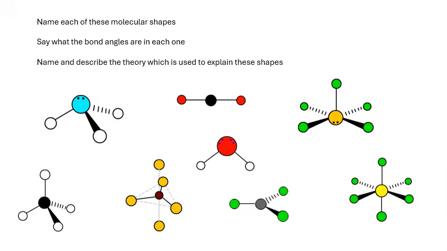Not too bad. Name each of these molecular shapes. Do you remember what they're called? Say what the bond angles are in each one. There's only a couple of them where it's like an awkward number. Name and describe the theory which is used to explain these shapes. Can you remember what the theory is called? If you've been taking notes, which you should have been, you'll know the answers to these.